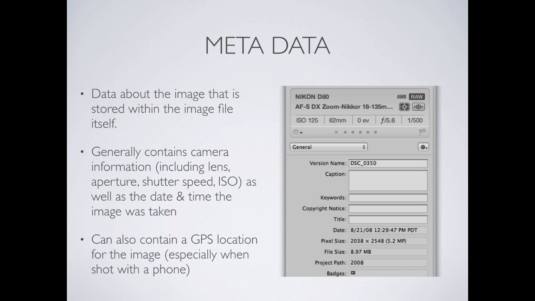So this is a good example of metadata up here, right? This was shot with my Nikon D80, right? It had an 18 to 35 millimeter lens attached to it, right? I shot at an ISO of 125, 62 millimeter, right? I had no exposure value compensation. It was exactly the way it should have been, right? It was an aperture of 5.6, right? Shutter speed of 1/500th of a second.